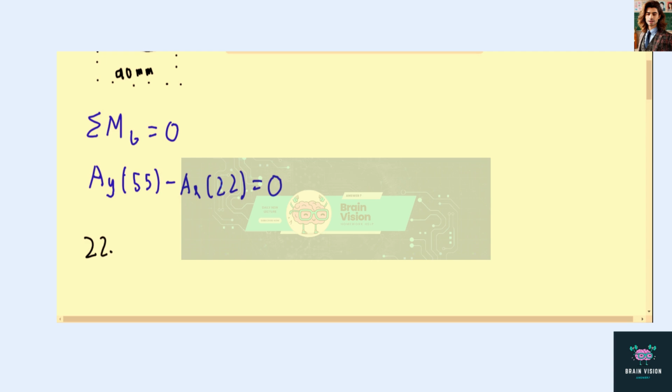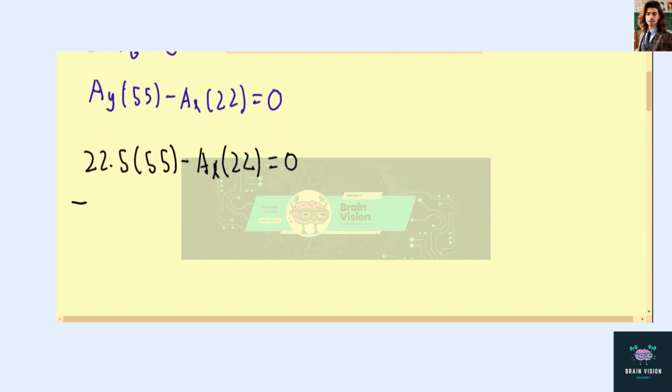So we're going to have 22.5 times 55 minus A of x times 22 is equal to 0. And we take this equation and solve it for A of x. So we'll get A of x is equal to 56.25 kilonewtons.